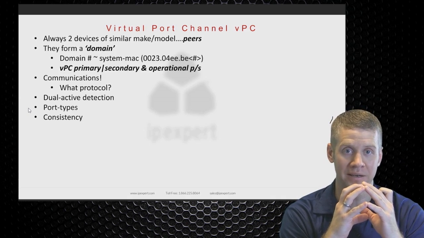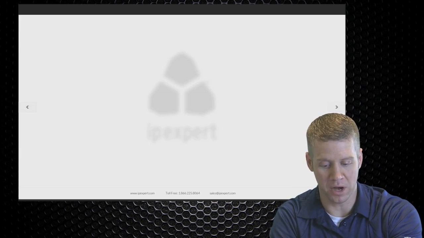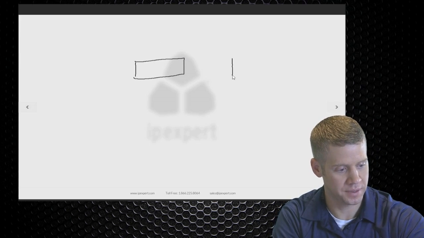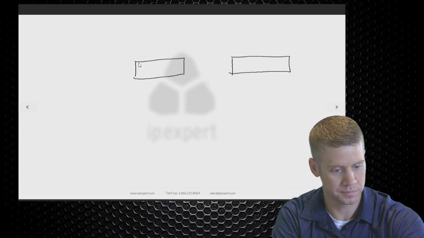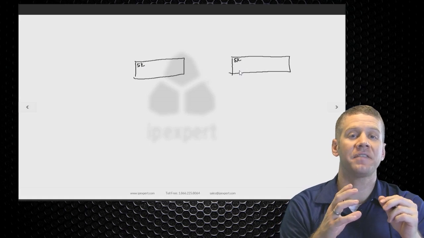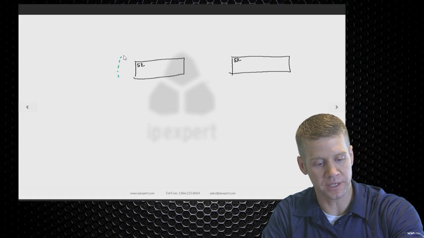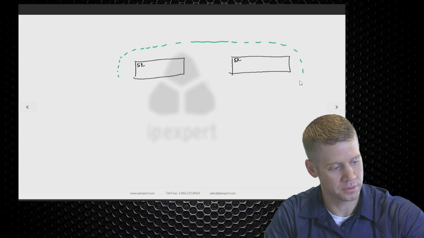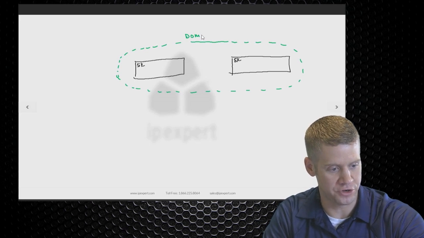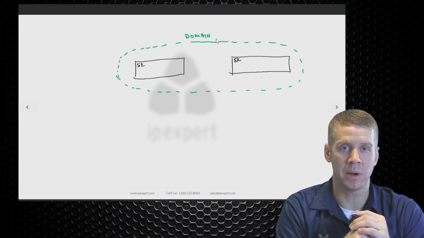They operate independently. So we're always going to have 2 devices of similar make and model. So we're going to have, say, a 5K and a 5K. These 2 5Ks are going to form what we call a domain. So we're going to circle these. This is going to be a VPC domain between these 2 peers. So we have peer 1 and peer 2.